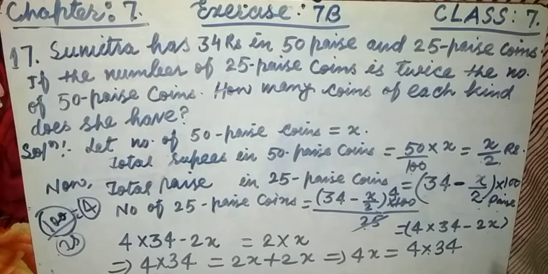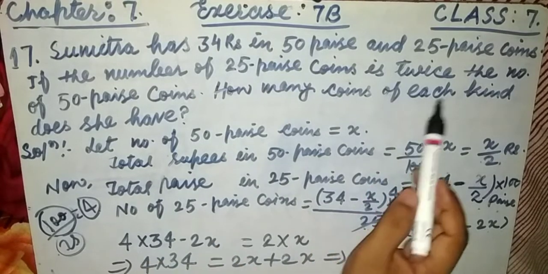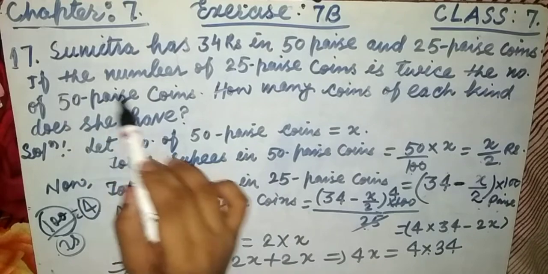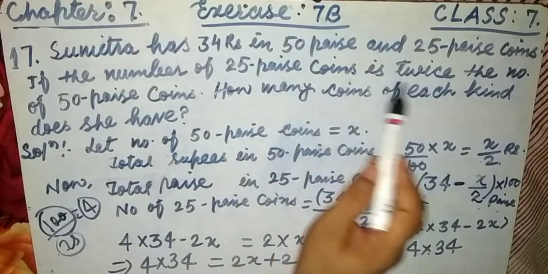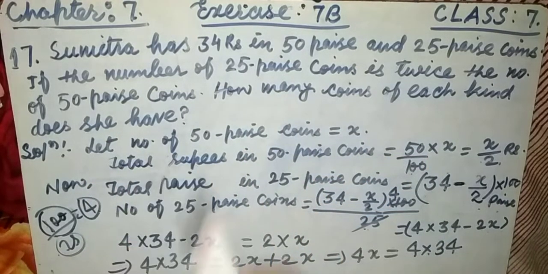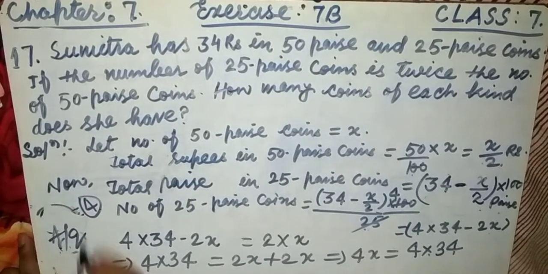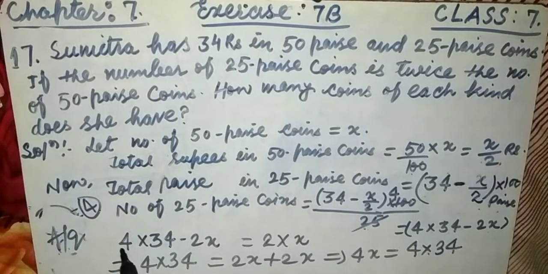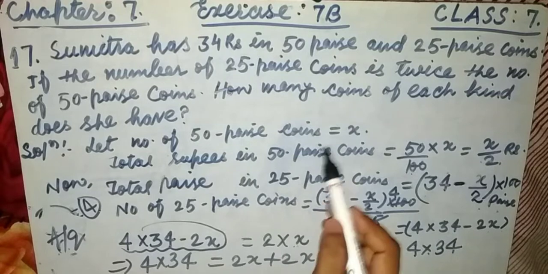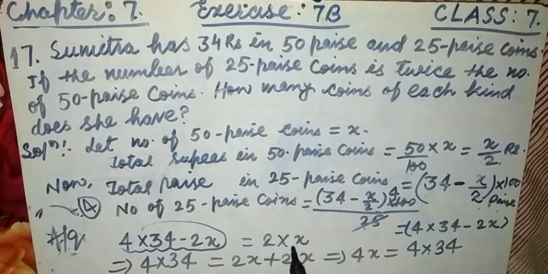Okay. Now the second statement says that the number of 25 paise coins is twice the number of 50 paise coins. Here, according to the question, the number of 25 paise coins is equal to twice the number of 50 paise coins. Two times the 50 paise coins is x. So according to the question, this is 4 multiplied by 34 as it is. Now this is 2x as it is.